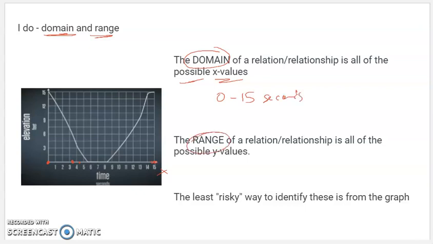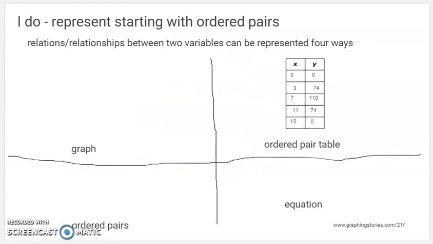The range of a relation is all the possible y values. So that's here. The y-axis in this case is feet. The lowest number of feet in this relation is 0. The highest number of feet in this relation is 15. So the range here is 0 to 15 feet. That's a biggie. It's just like when you talk about the relation, what x values are possible, what y values are possible. And the least risky way to do this is from the graph. I'll talk about that on the next example. It's easy to find those from the graph. It's a bit harder from the tables.